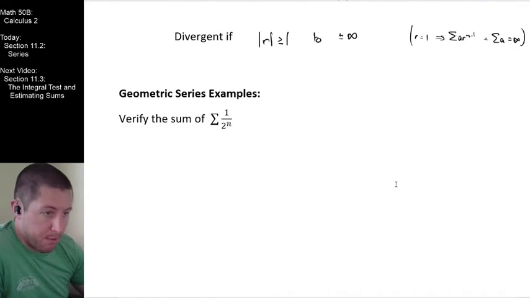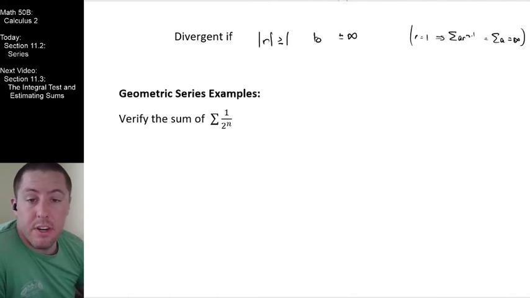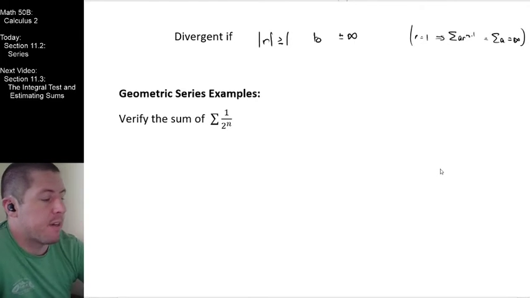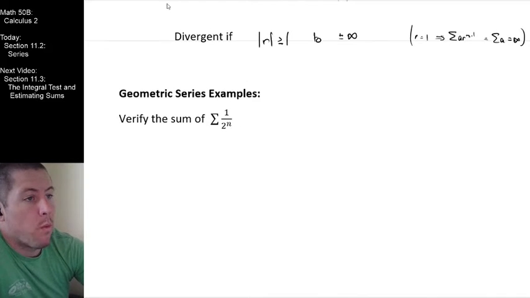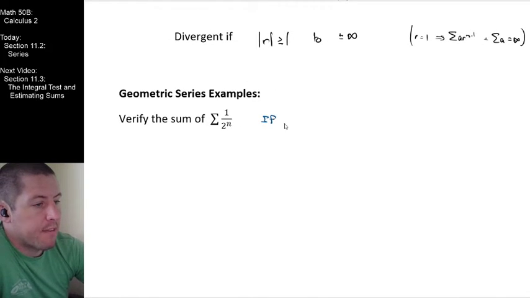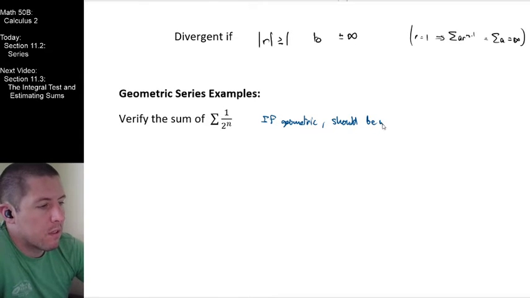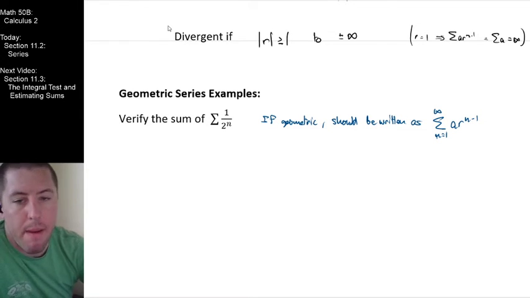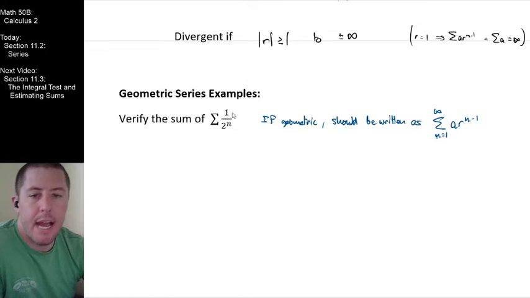So let's go ahead and look at a couple of examples. The first example we should look at: we should recognize that the series we looked at a moment ago with our powers of 2 in the denominator can be written as a geometric series. So if this is geometric, then it should be written as the sum from n equals 1 to infinity of a times r to the n minus 1. That's the format we've got to be in right here. So can I write this like that?